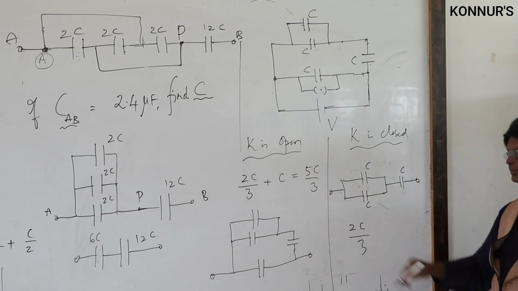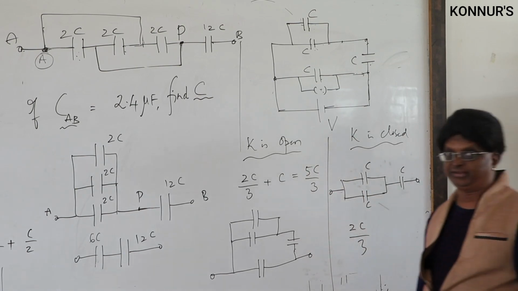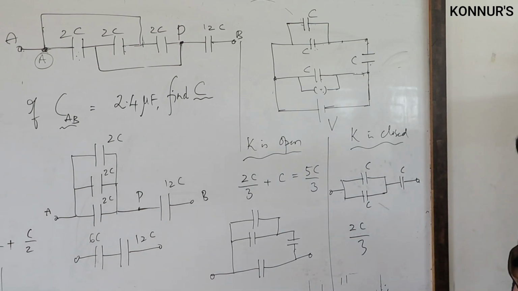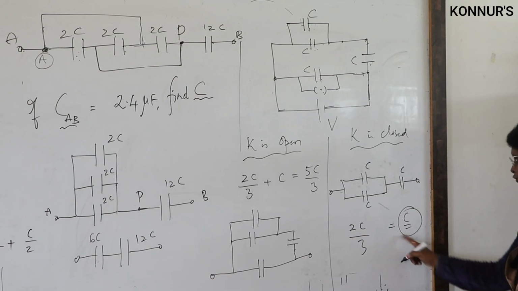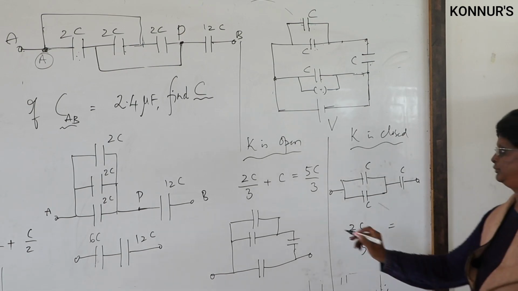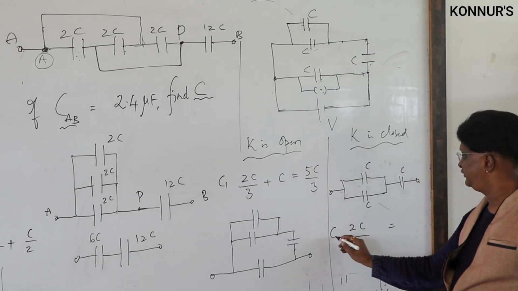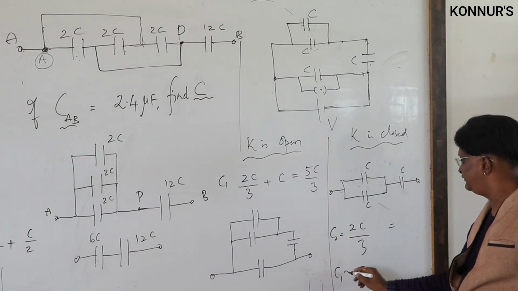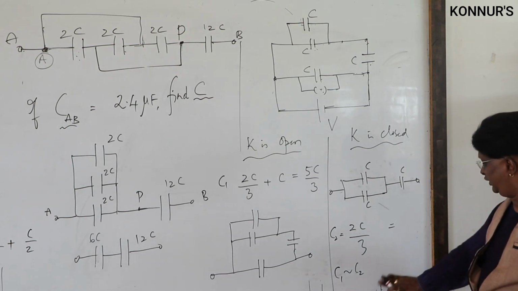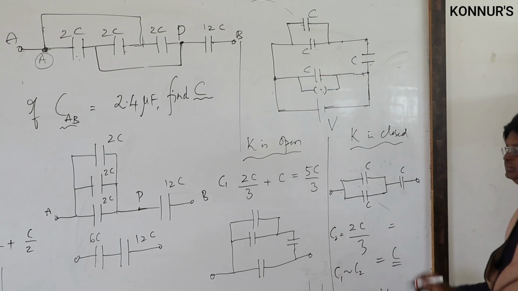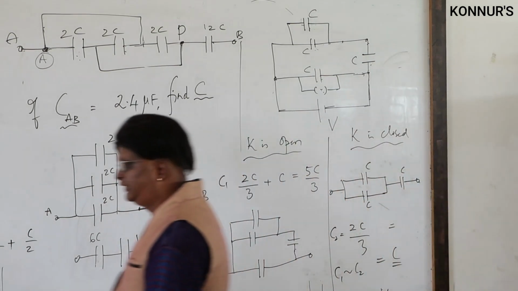So 5C by 3 becomes 2C by 3. What is the change that happened? If that change is asked in terms of percentage, what is that? So 5C by 3 minus 2C by 3, the answer is C. What does it mean? Suppose initially this is C1 and now this is C2. Now what is C1 minus C2? It may either increase or decrease. In our present example it has decreased. C1 minus C2 is equal to C.